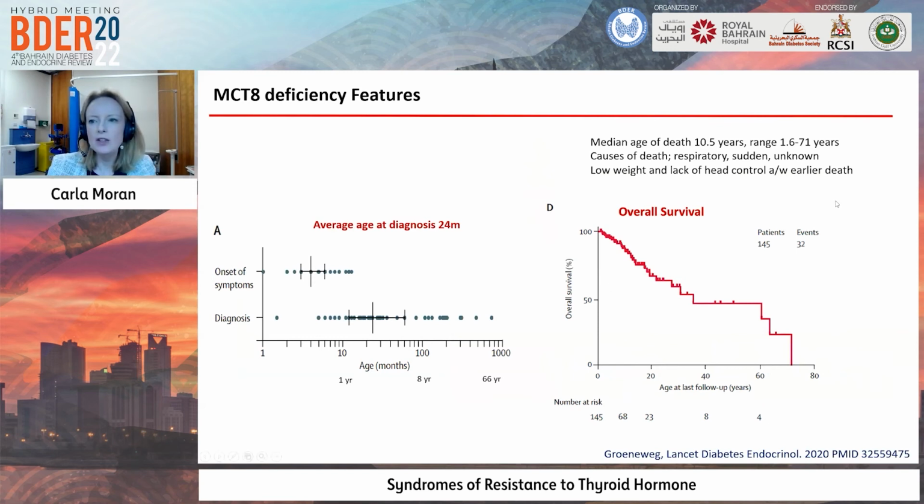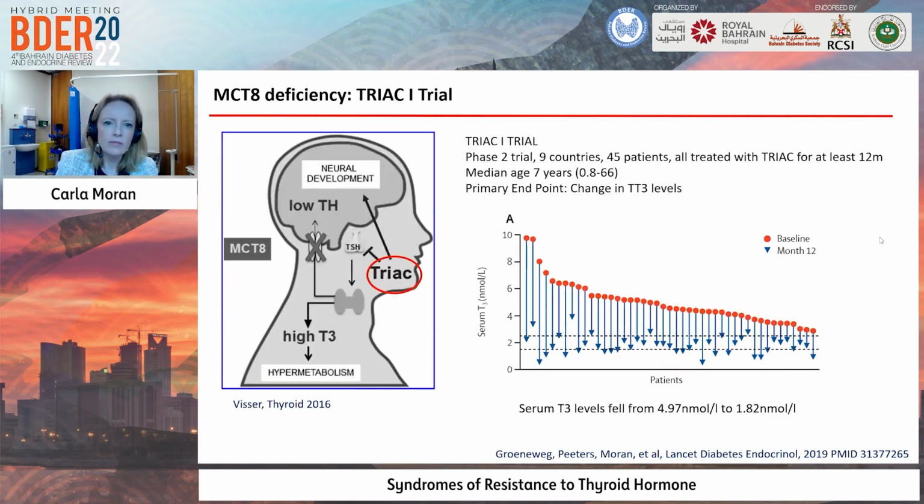And sadly, these patients die early. So the median age of death is 10 years, with a range between 1 and 71 years. And the causes of death are typically respiratory, but sudden death is reported, and we suspect this may be due to arrhythmia. It's known that low body weight and lack of head control is associated with a risk of earlier death. It's very difficult to treat these patients, and there's no specific treatment really available for them.